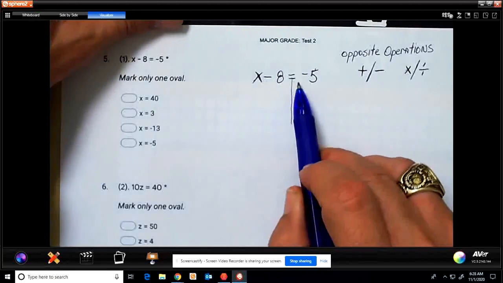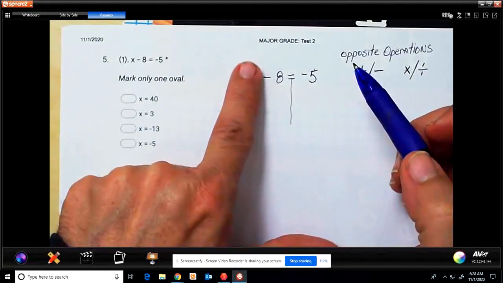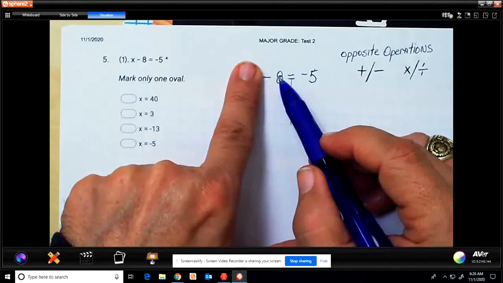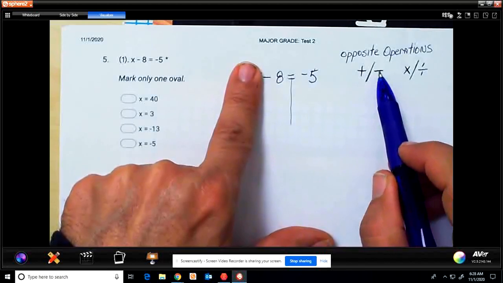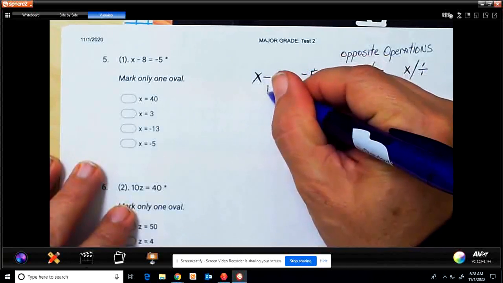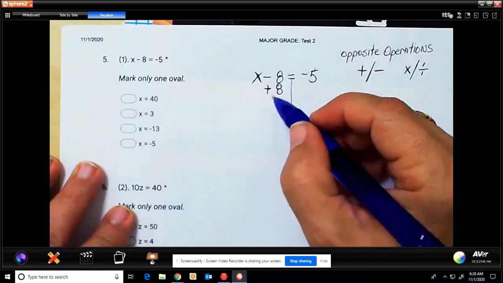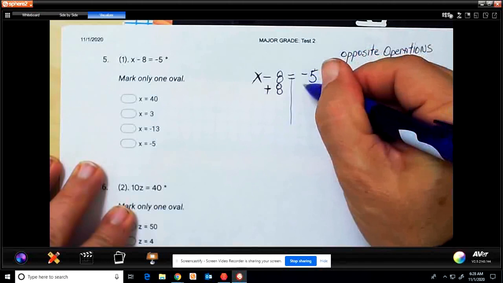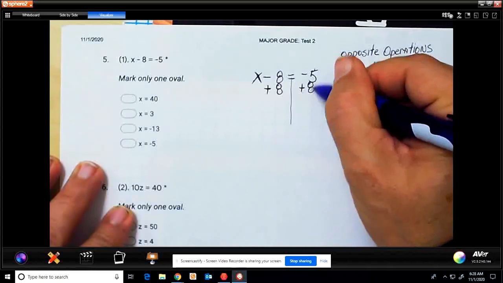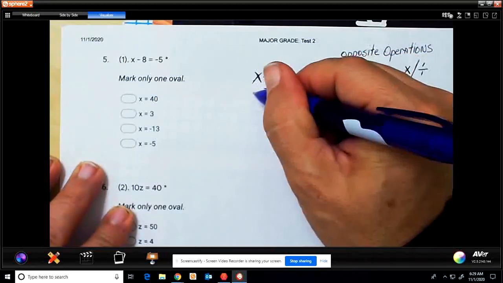We have x minus 8 equals negative 5. I want x, so I'm going to just put my finger over x, and I have a minus 8 right here. I need to do the opposite operation. So the opposite of subtract is plus. So I'm going to put plus 8. And whatever I do on this side, I'm going to do right here, plus 8. And the reason I'm putting this one underneath is because these are both numbers. They do not have a letter beside them. So I can do that.